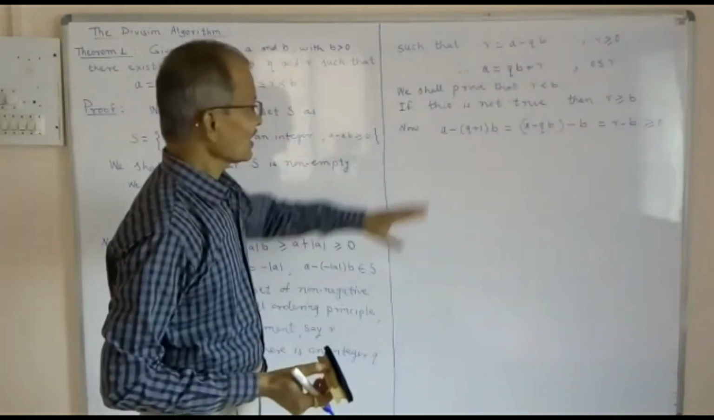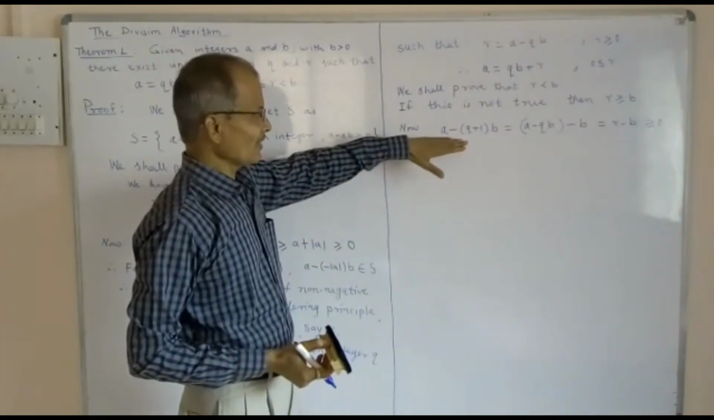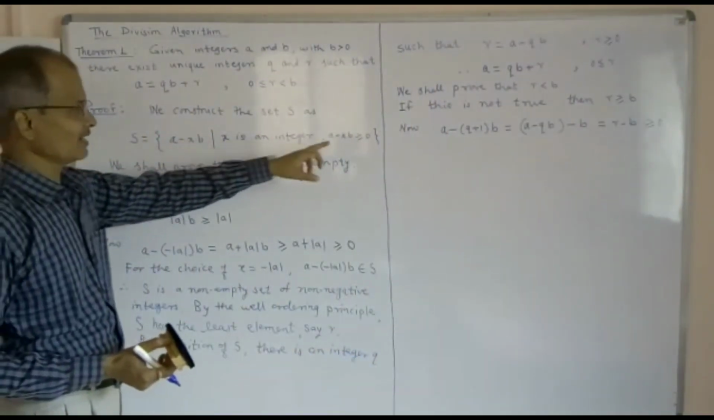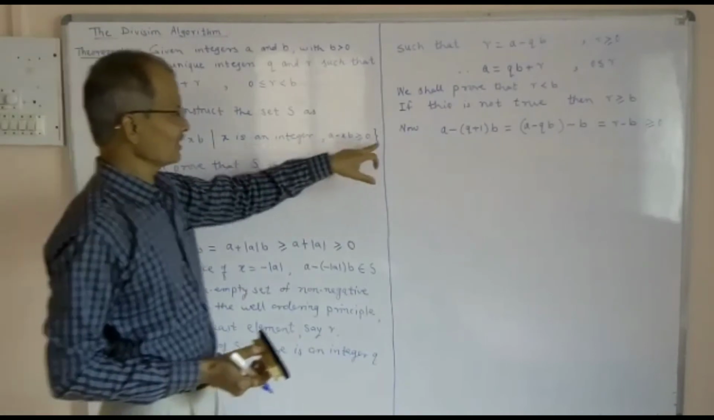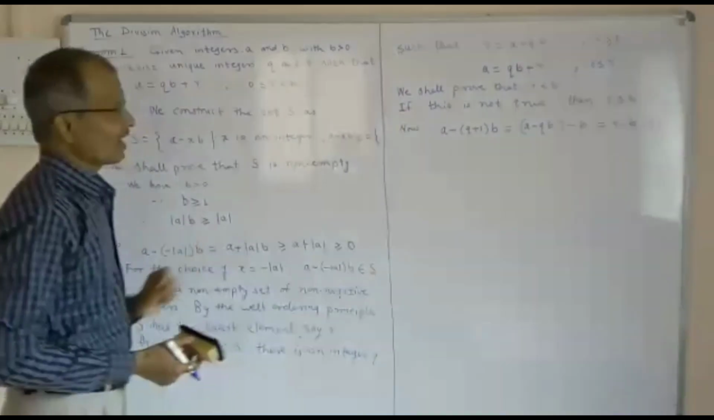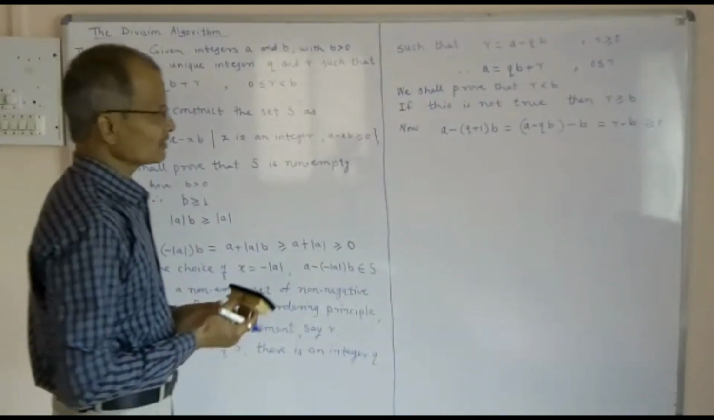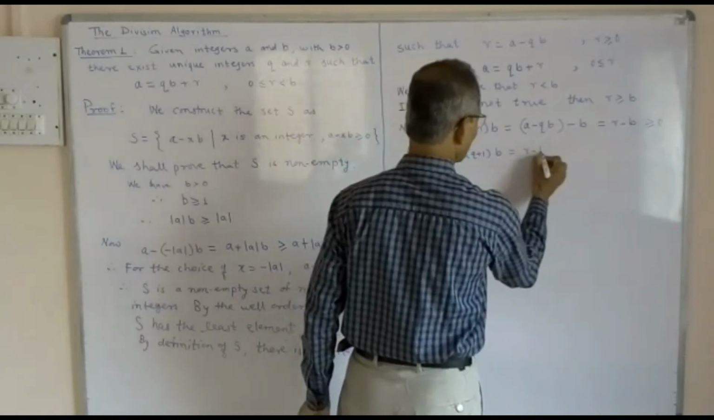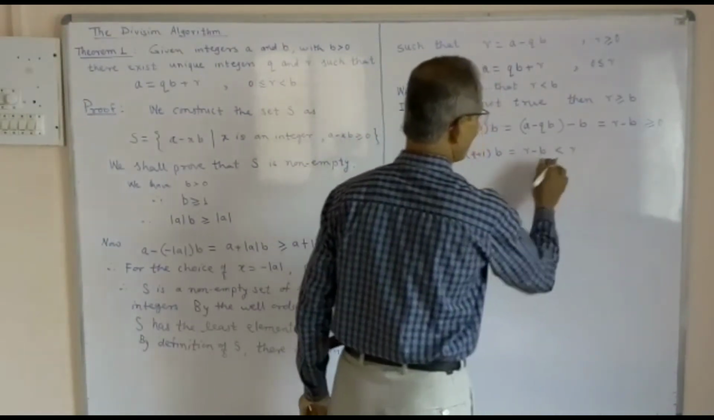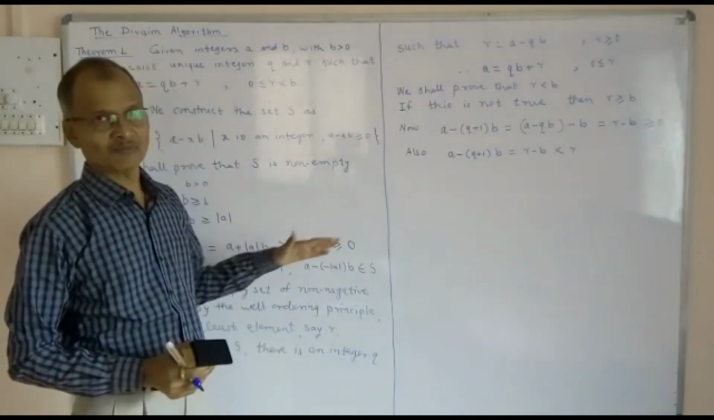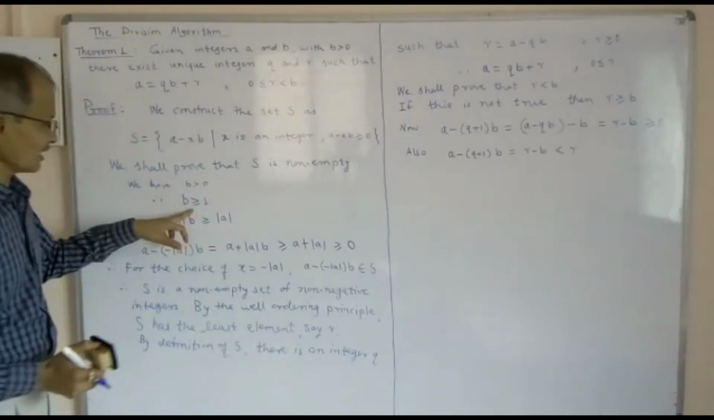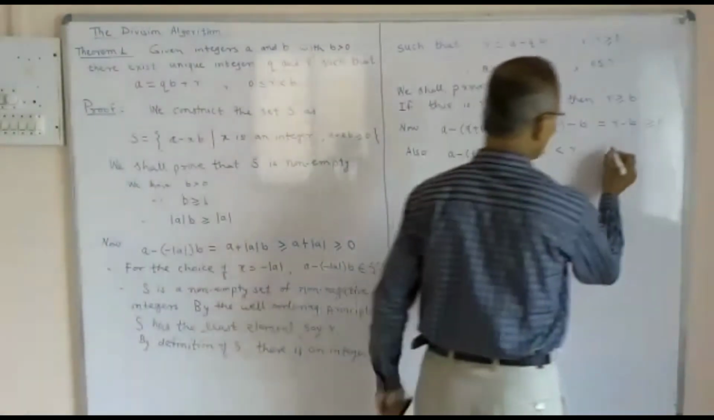And what this shows is this number A minus (Q plus 1) times B is in S. It is of the form A minus XB, so therefore this number is in S. And again, A minus (Q plus 1) times B is equal to R minus B, and this is less than R. R minus B is less than R. R minus some positive integer will certainly be less than R, because B is greater than or equal to 1. The reason will be written as B greater than or equal to 1.